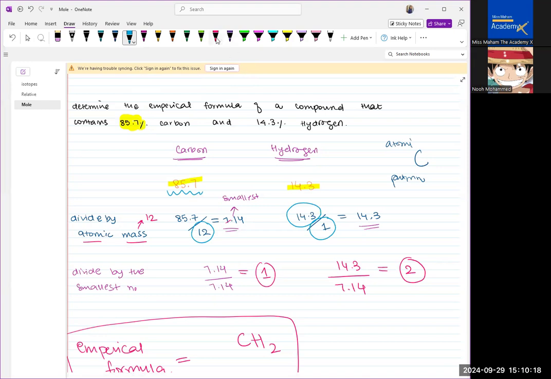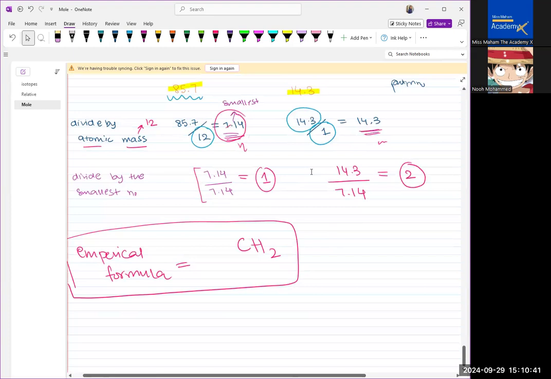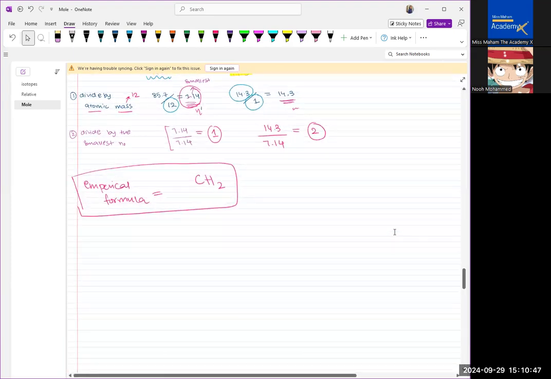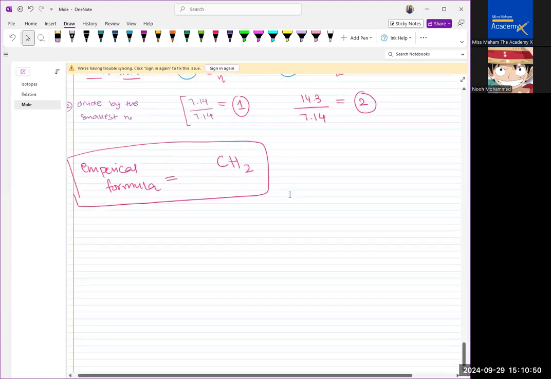So you divide each of these numbers by the smallest number. So say 7.14 and 14.3. You divide both of these numbers by the smallest one, that is 7.14. So 7.14 divided by itself is going to give you 1, and 14.3 divided by 7.14 gives you 2. So 1:2 is your smallest whole number ratio for carbon to hydrogen. Okay? So you get a CH2. Is this clear?